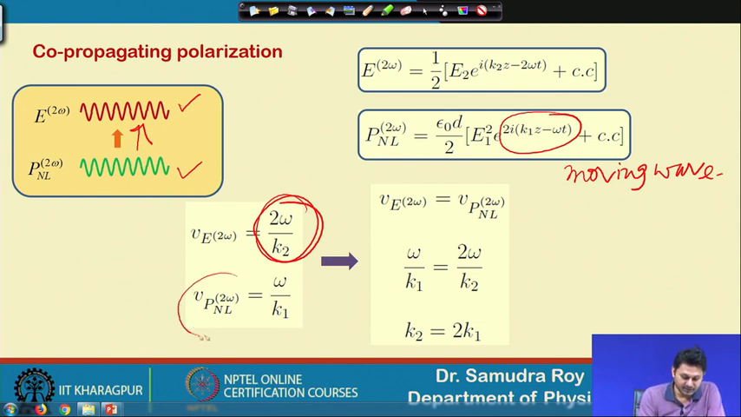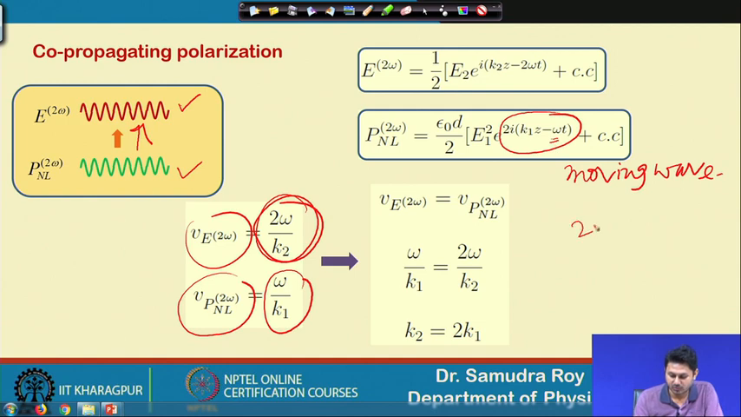So, this velocity and this velocity, if I calculate, it is 2 omega by k 2 and it is omega by k 1. Very easily one can see that this velocity is 2 omega divided by 2 k 1, or it is simply omega by k 1. This is the velocity of the nonlinear wave.